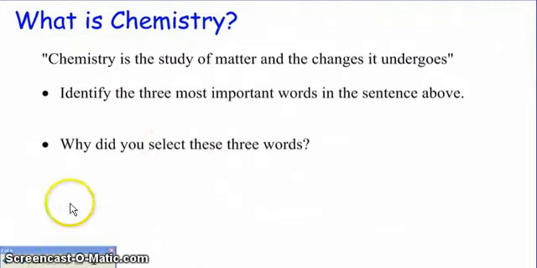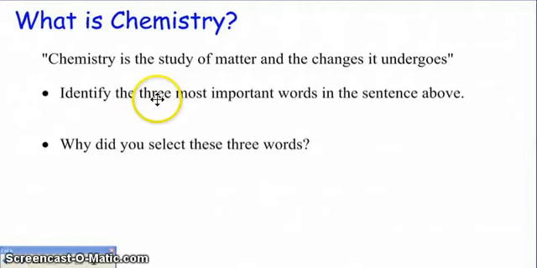And of course we also want to take a look at what your book says. It says that chemistry is the study of matter and the changes it undergoes. So in your notebook or on a piece of paper, what you want to do as part of your homework, besides watching this professionally done video, is answer the questions that are contained within this screencast. And we will go over those answers in class.